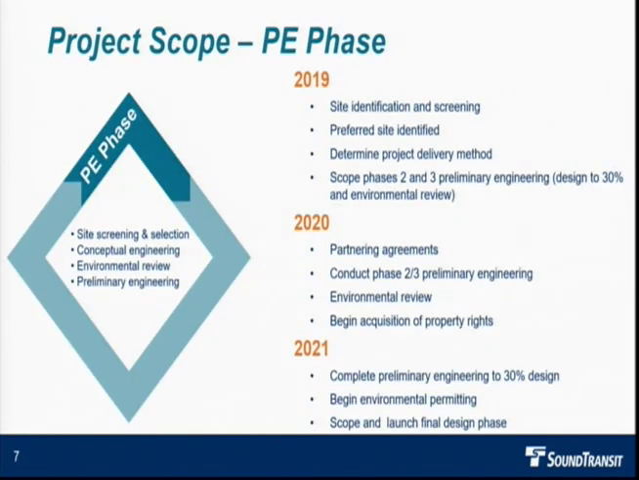So here's a close-up look at what we call the preliminary engineering phase, which is what we've just begun. That is the phase where we look at sites, we evaluate sites, and select a site. That's where we're at right now. Then we move into conceptual engineering, which is taking the design to roughly 10 to 15% design. And then at that point, you can begin environmental review, and then preliminary engineering. The completion of that takes the design to about 30%. And this is the body of work we're engaged in and hope to have finished by 2021.